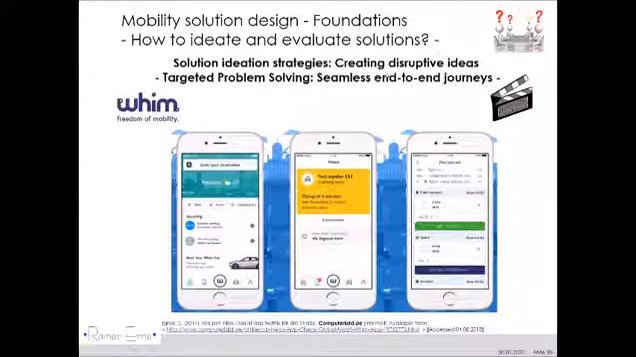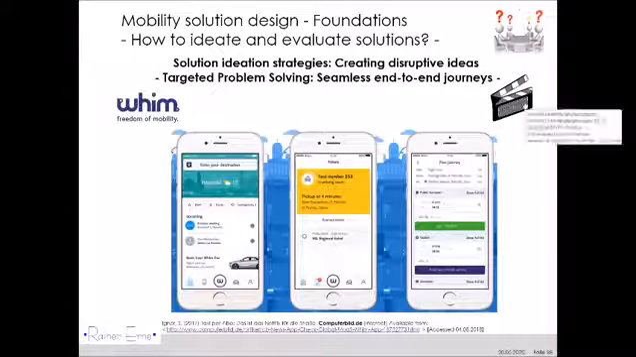In order to give you an example, one of the leading providers of MaaS services is Whim, and I want to give you an impression of what they mean by seamless end-to-end journeys.